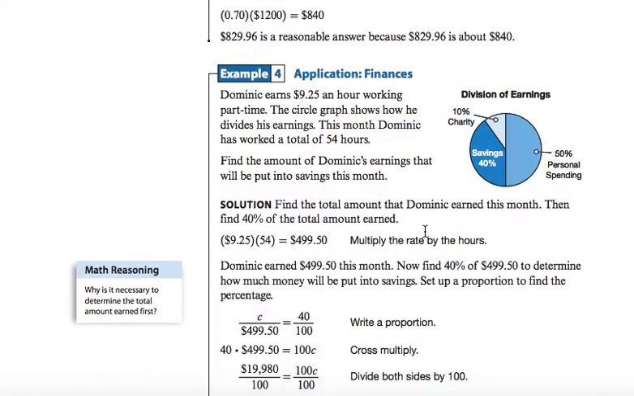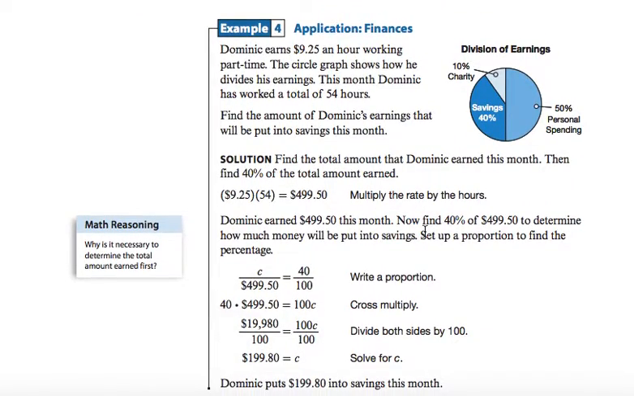Example 4, finances. Dominic earns $9.25 an hour working part-time. The circle graph shows how he divides his earnings. This month, Dominic has worked a total of 54 hours. Find the amount of Dominic's earnings that he will put into savings this month. So each time he's making money, he does this thing called tithing, which you may have heard about in the Old Testament. It means he gives the first 10% of his earnings back to the church, or in this case, to charity. Then he takes 40% of those earnings and puts that into savings, and the other 50% is his budget, what he has to work with in terms of spending.